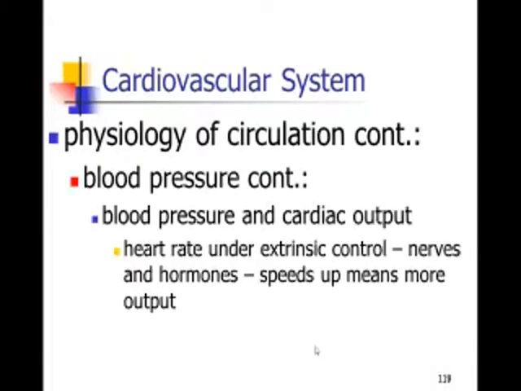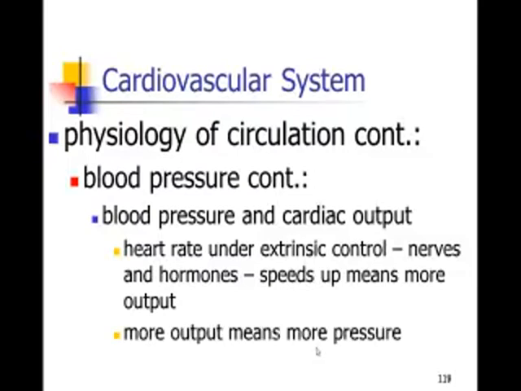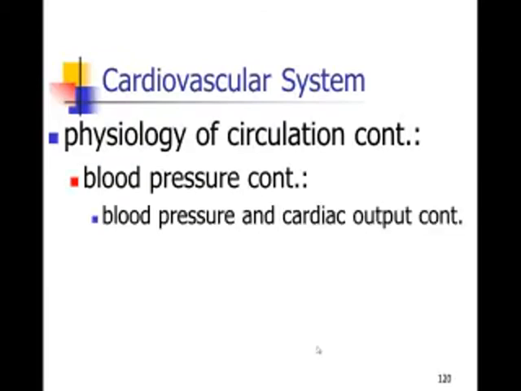Okay, so blood pressure and cardiac output go hand in hand. The heart rate is under extrinsic control, so we have nerves and hormones that affect the heart rate. Sympathetic stimulation tends to increase the heart rate and therefore increase blood pressure. Parasympathetic stimulation tends to decrease heart rate and therefore decrease blood pressure. And if you do get an increase in heart rate, the heart speeds up, there's going to be more cardiac output. More output means more pressure.